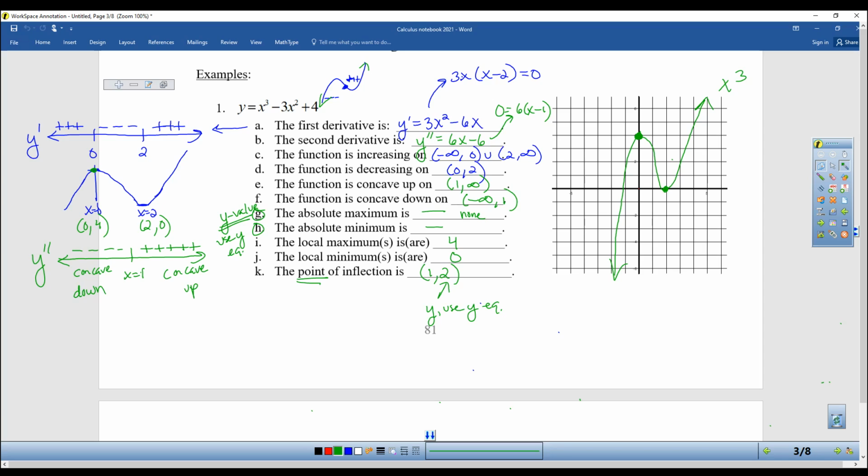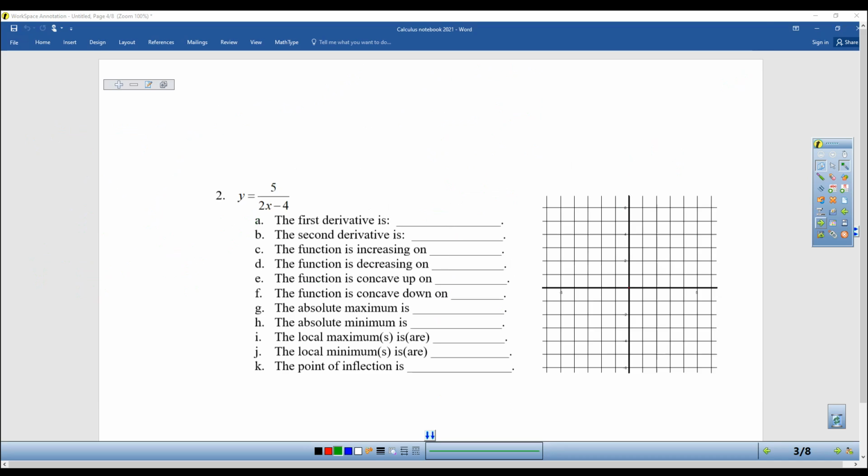All right, so that's the first one of 6 problems that we're going to do today. So if you got the hang of that and that made a lot of sense to you, then you might want to try some of these on your own. Number 2.